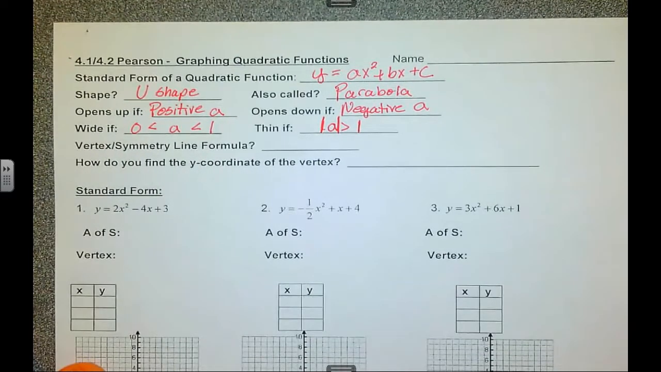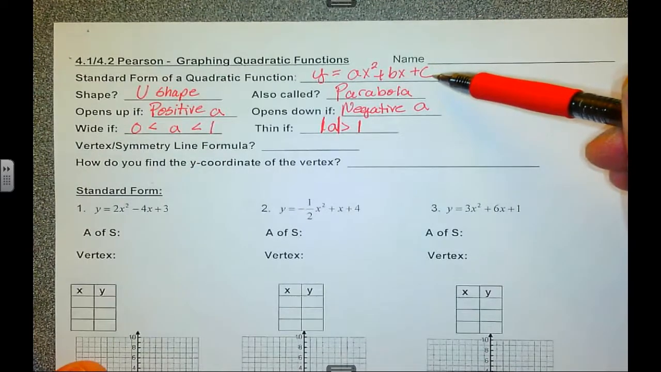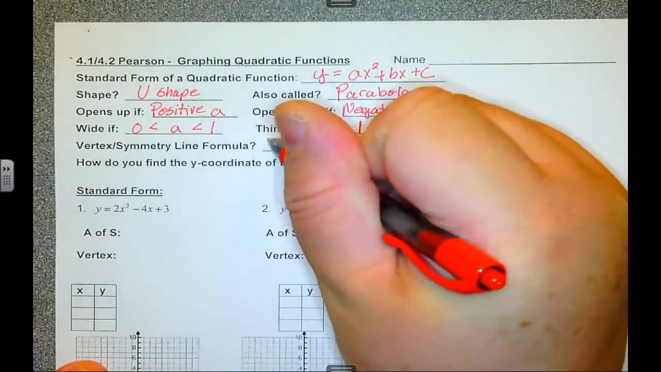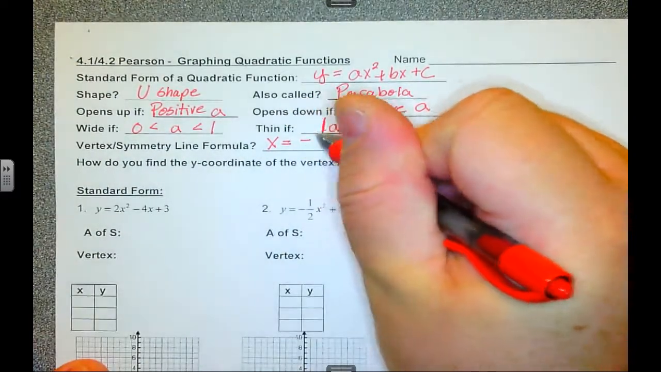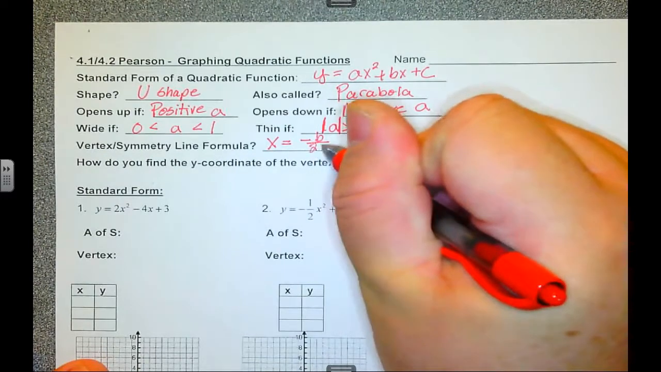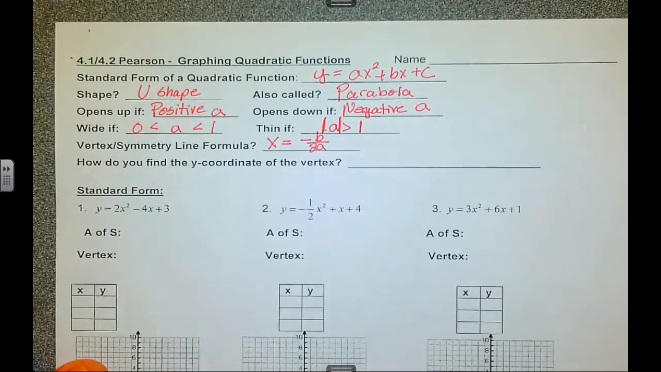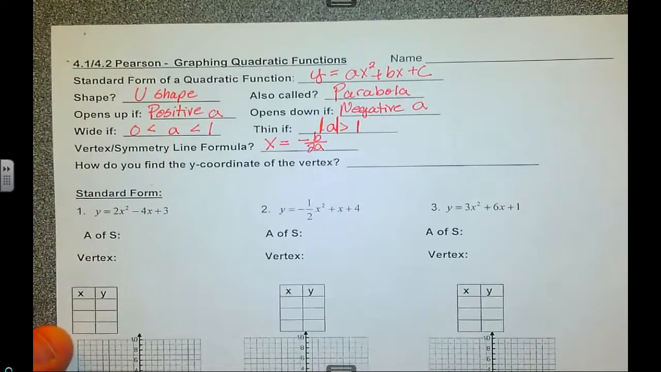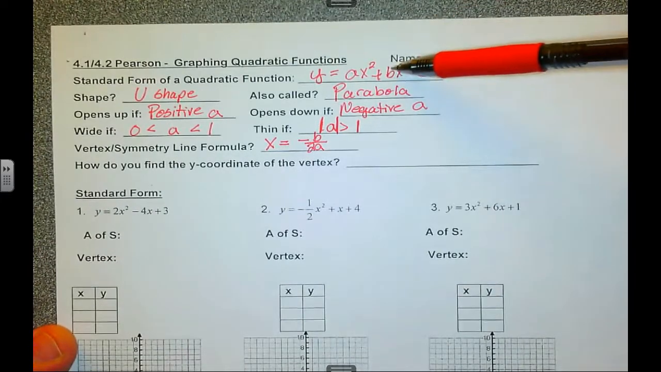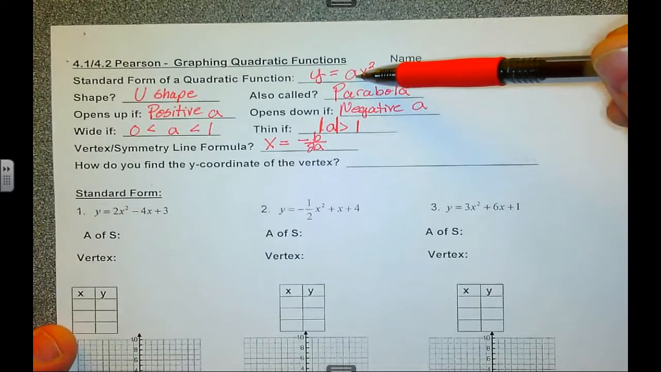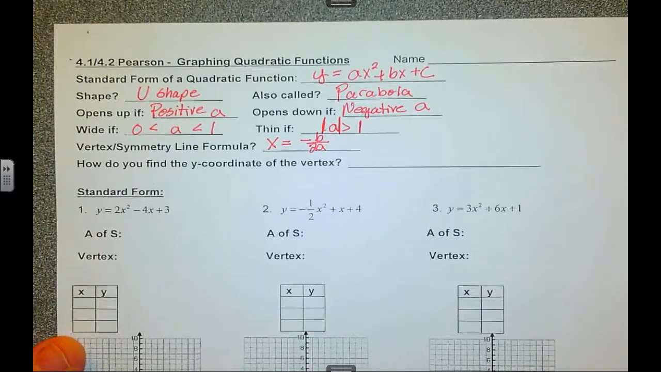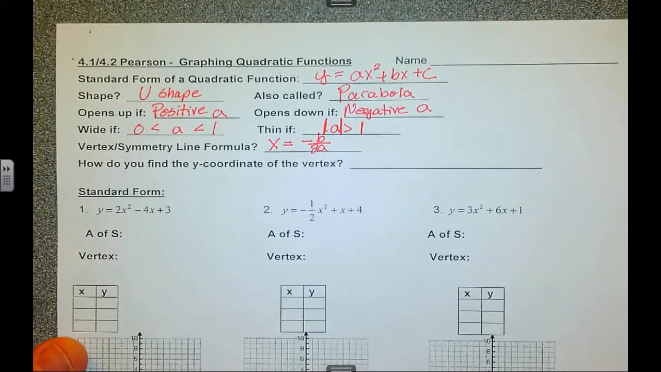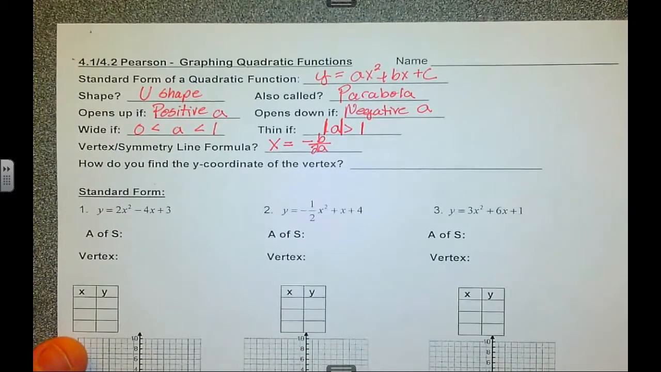Okay, the vertex, or the axis of symmetry. When we are in standard form, the x value of the vertex is going to equal negative b over 2a. You guys have all seen this before. Negative b all over twice the coefficient of the x squared term. How do you find the y-coordinate if I have the x-coordinate of our vertex? Plug it back in.